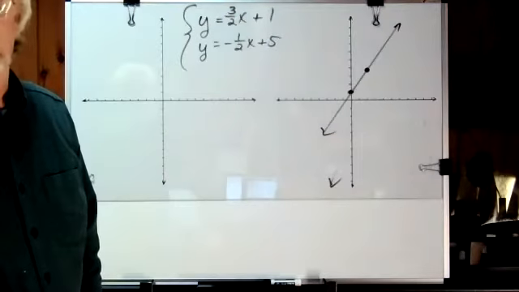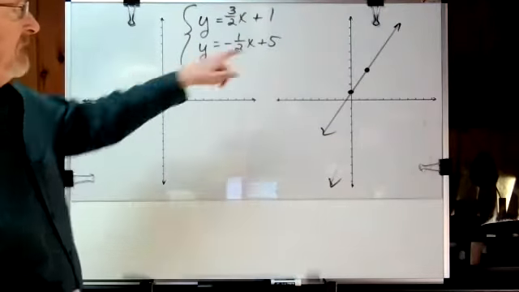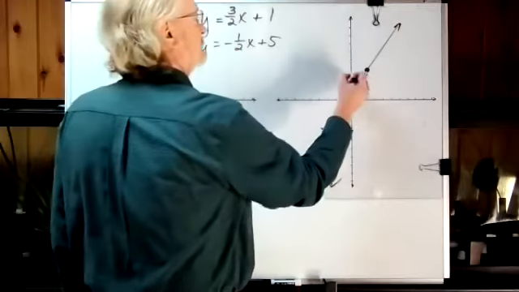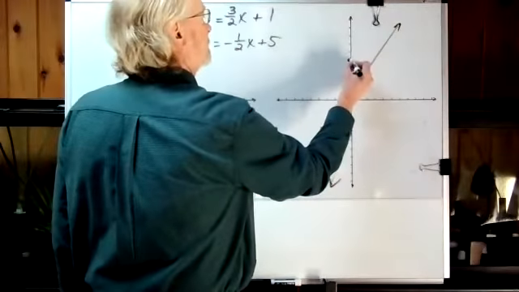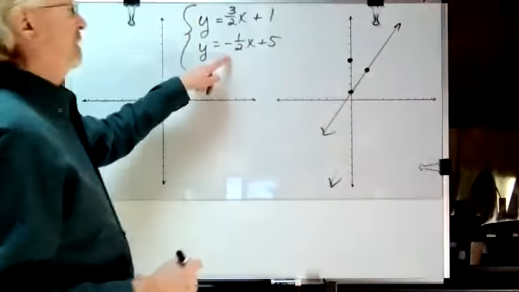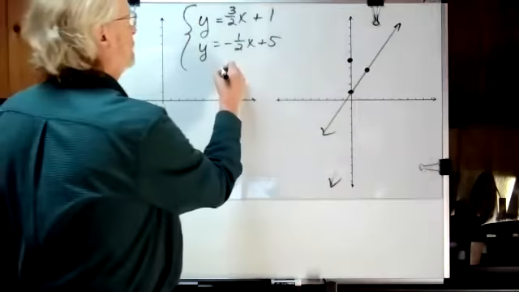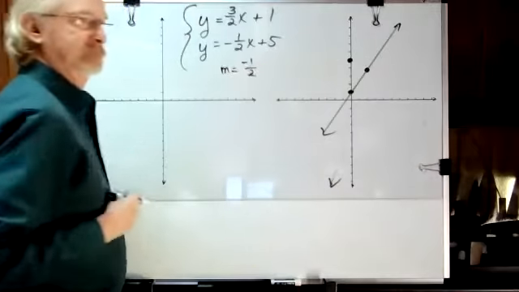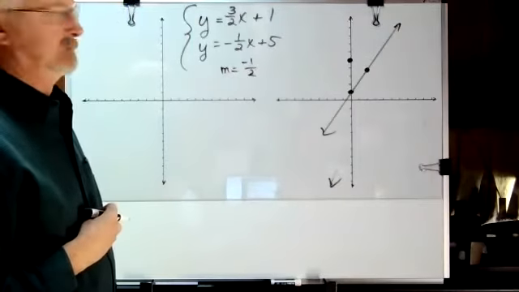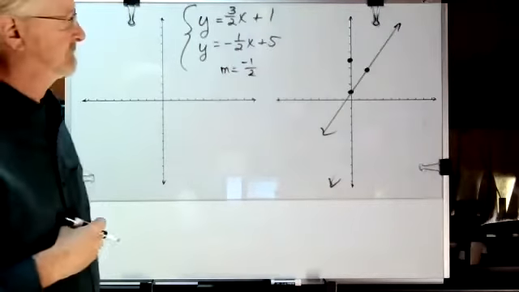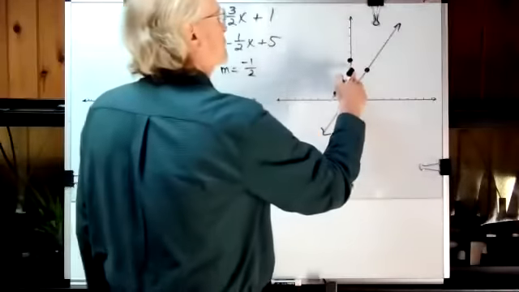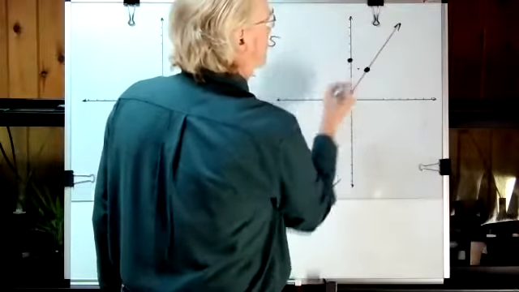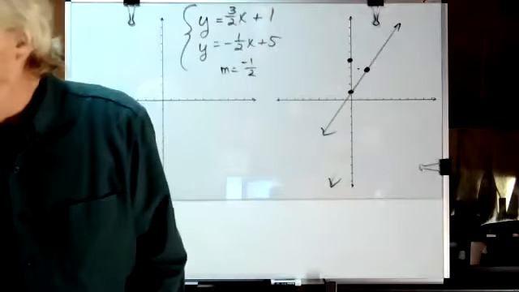Same technique ought to work for the second one. How about (0, 5) for that y-intercept? 1, 2, 3, 4, 5. And my slope is -1/2. How about I'll go -1 over 2. I'll go down 1 over 2. So if I go down 1 and over 2, oh, I think that one's getting me to that same point.